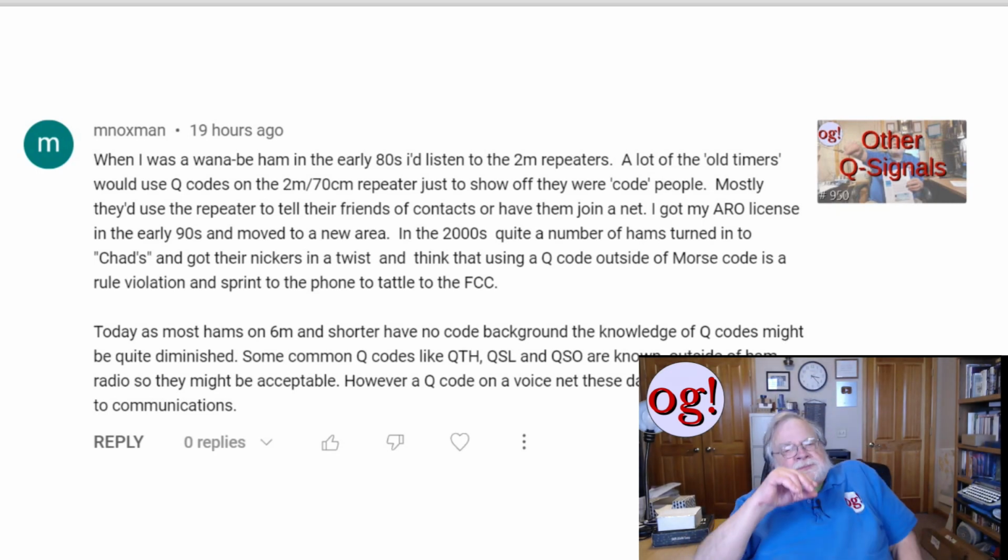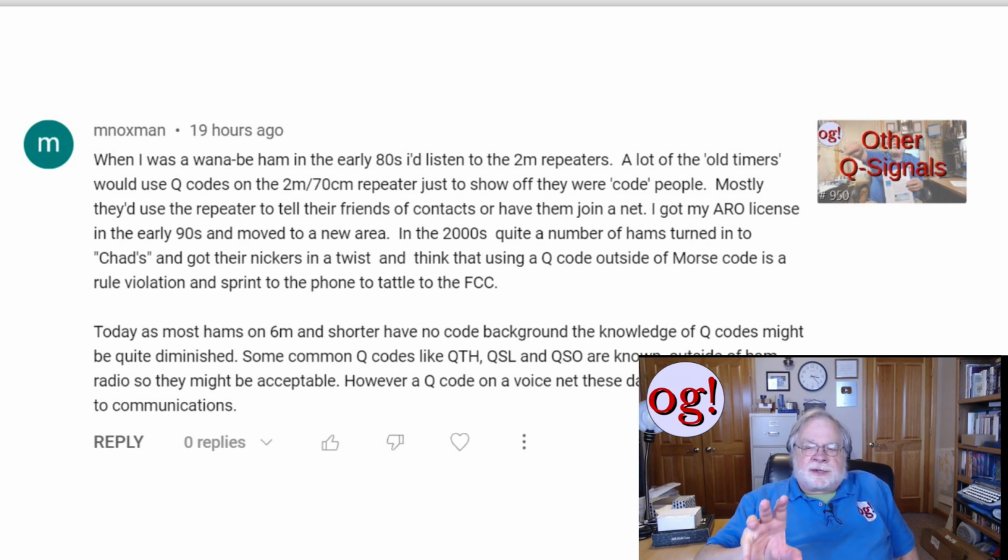Now, the use of common Q codes is very common on HF phone, on single sideband. Very common.